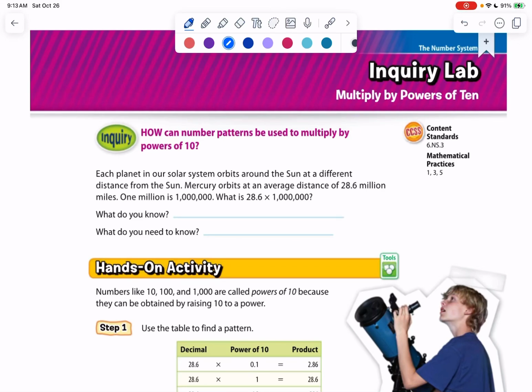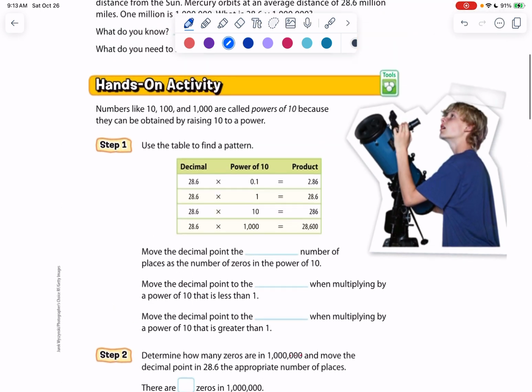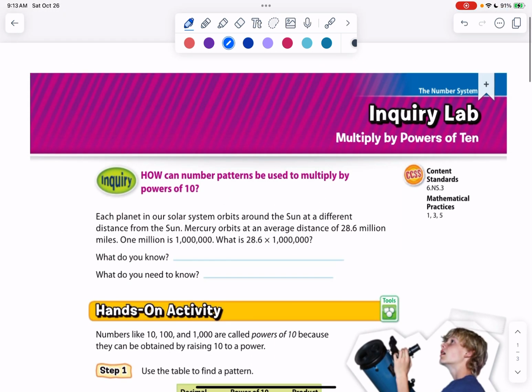Hello, sixth graders. Today we are working on a fun little inquiry lab, multiply by powers of 10. I believe it is page 209. Yep, 209. Okay, let's look at this inquiry up here. It says, how can number patterns be used to multiply by powers of 10?